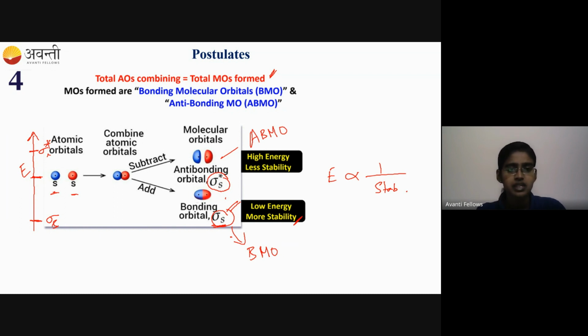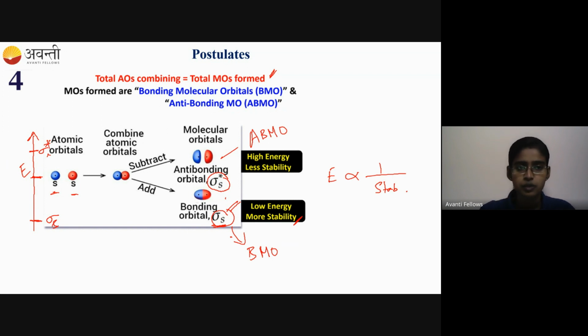When you combine these two, addition of the wave function leads to bonding, subtraction of the wave function leads to the anti-bonding orbital. Okay, we will discuss some examples in the upcoming slides. So this is the fourth postulate.